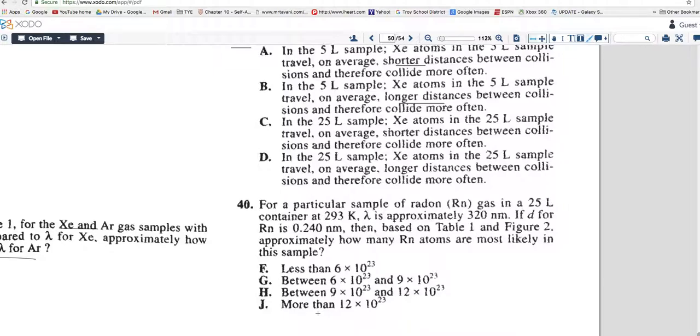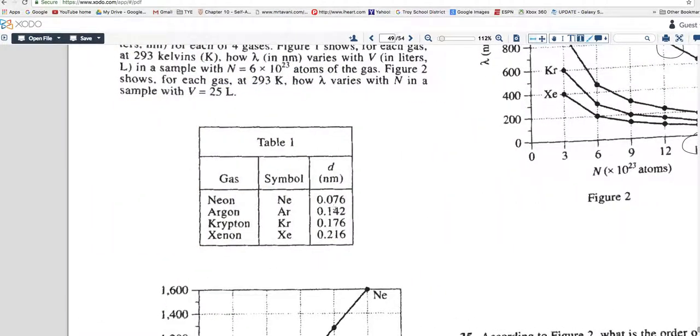So how do we do this? It says for a particular sample of radon gas in a 25-liter container at 293 Kelvin, lambda is approximately 320 nanometers. If D for Rn is 0.24, then based on table 1 and figure 2, how many radon atoms are most likely in this sample? So I'm going to look at table 1, and I see 0.24 is higher than xenon. Okay, so my Rn needs to be somewhere here. Rn would be right here, and it's greater than xenon.